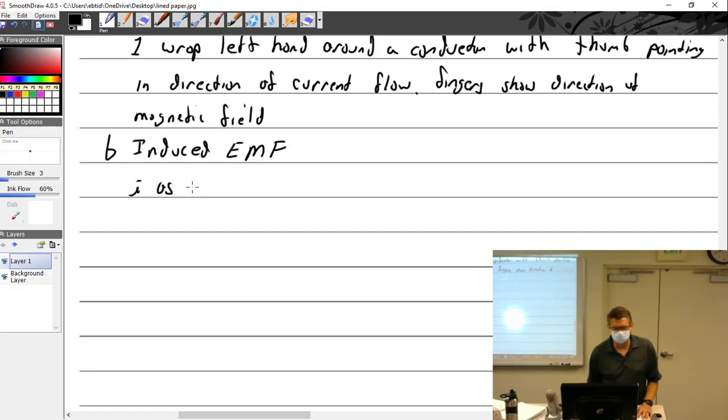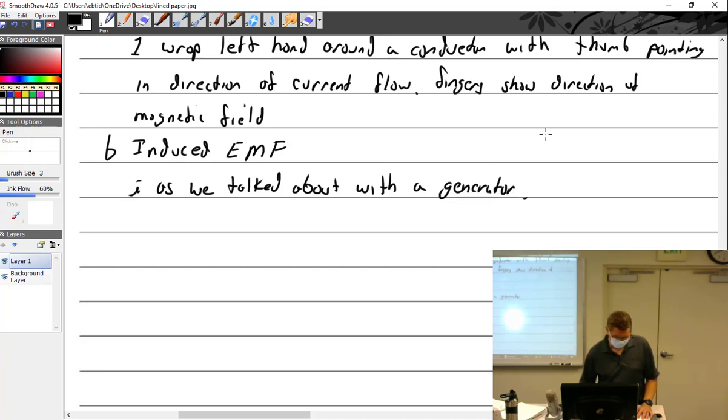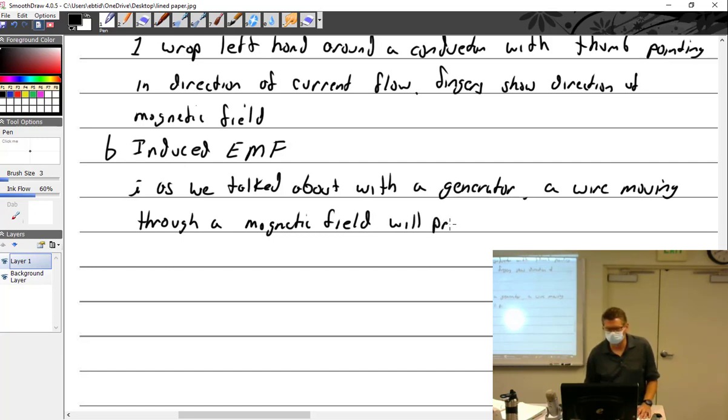So as we talked about with a generator, a wire moving through a magnetic field will produce voltage, or EMF, if you like.